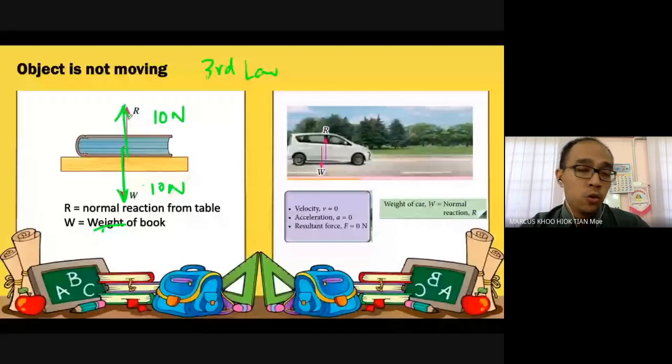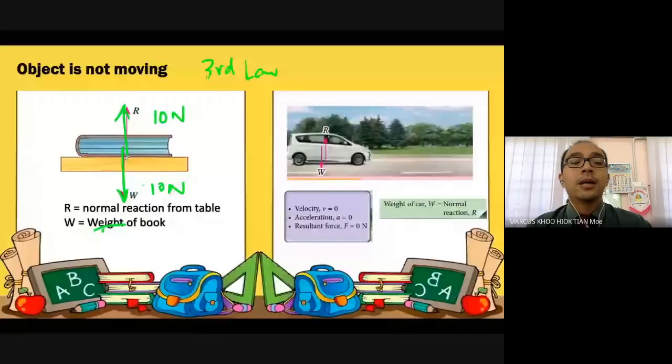Imagine if there is no reaction force. What is going to happen to this book? The book is going to go downwards all the way. That's why your book is able to remain stationary: there is a reaction force from the table that is stopping it from going down. This law applies everywhere. When there is a force, there must be a reaction force in the opposite direction, with the same magnitude.